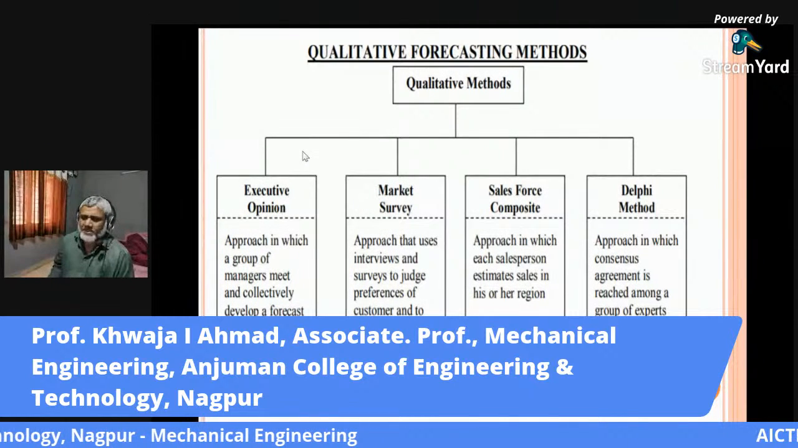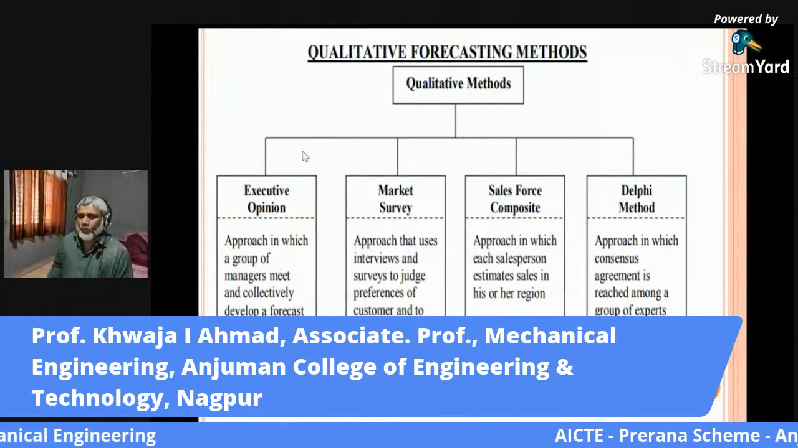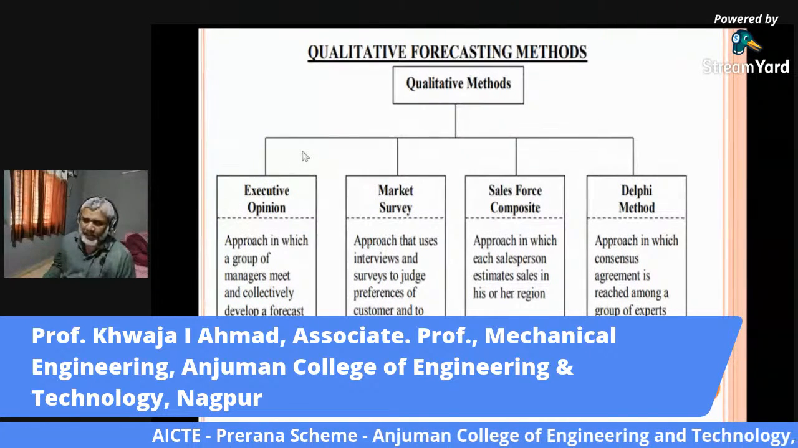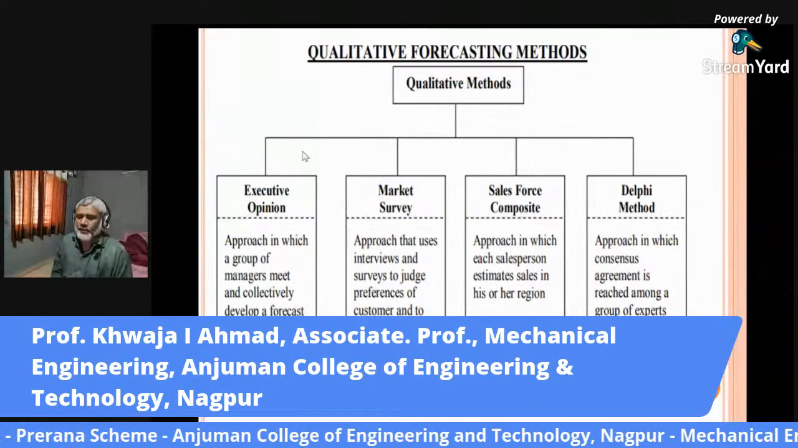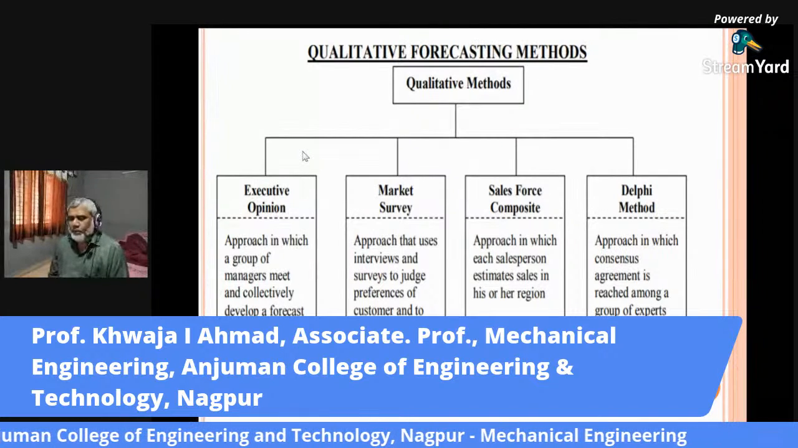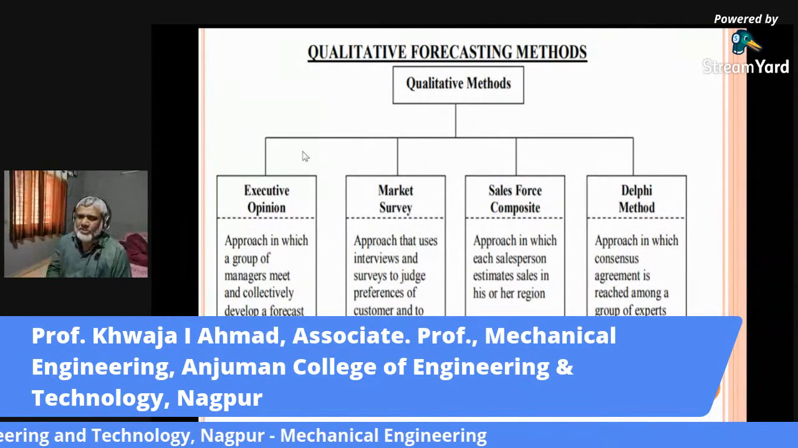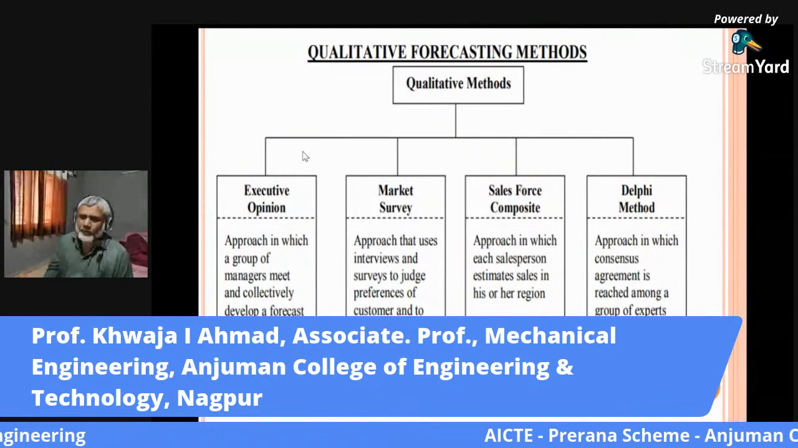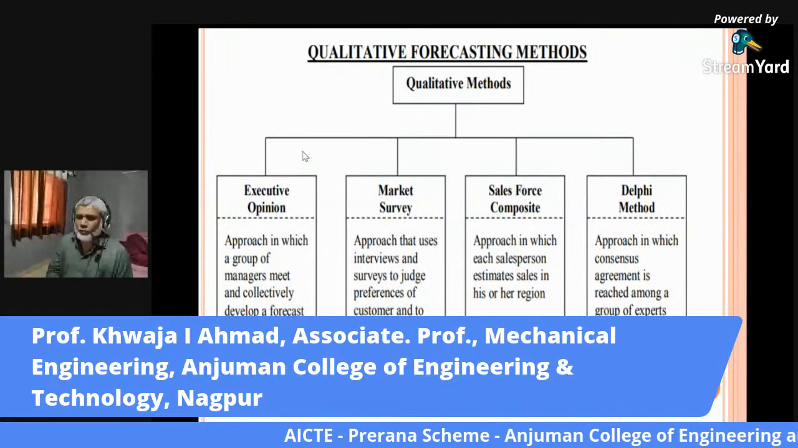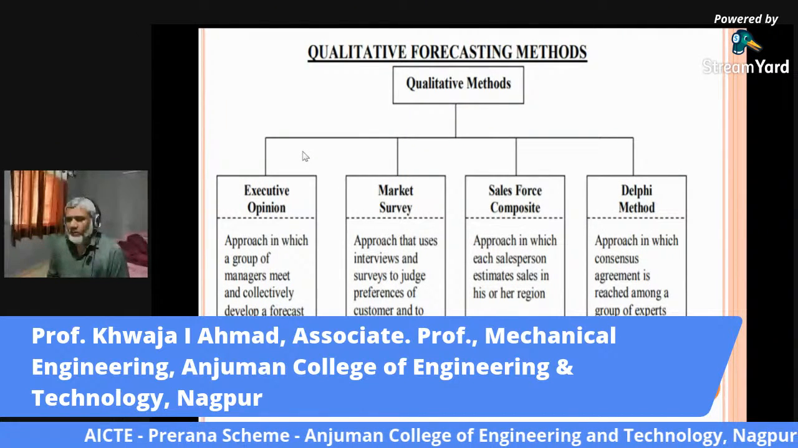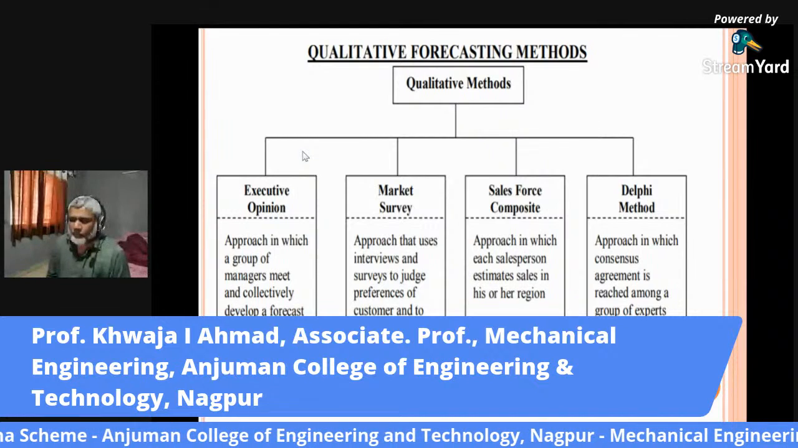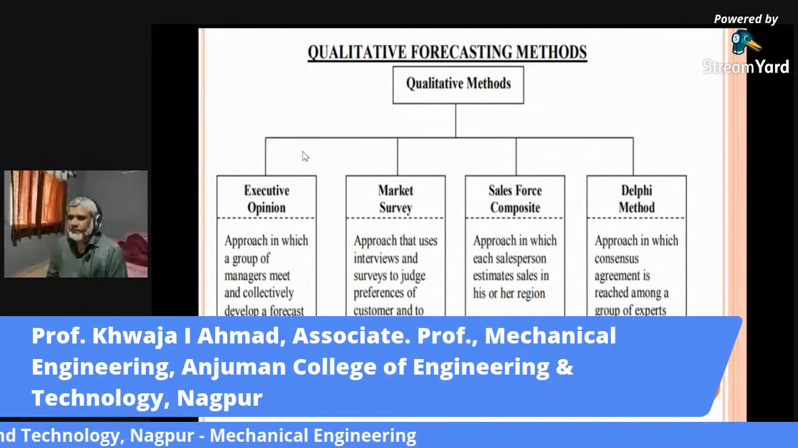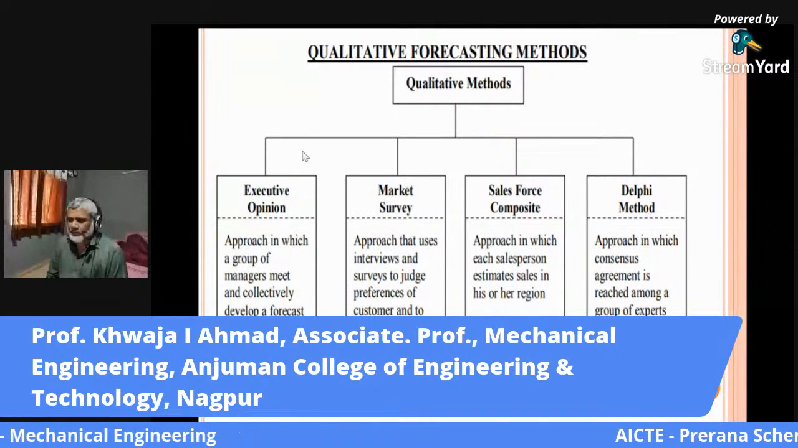Whatever new ideas have been given or the new preferences which the customer wants, once analyzed, they are tried to be incorporated into the component or product of the company. That depends upon the survey done by the company from the customers, and based on those market surveys, the demand for the future is forecasted.